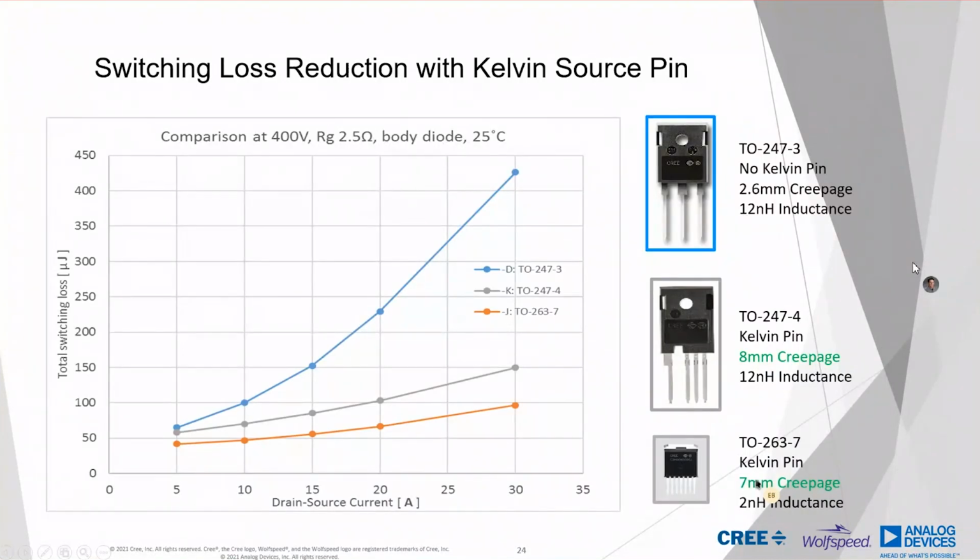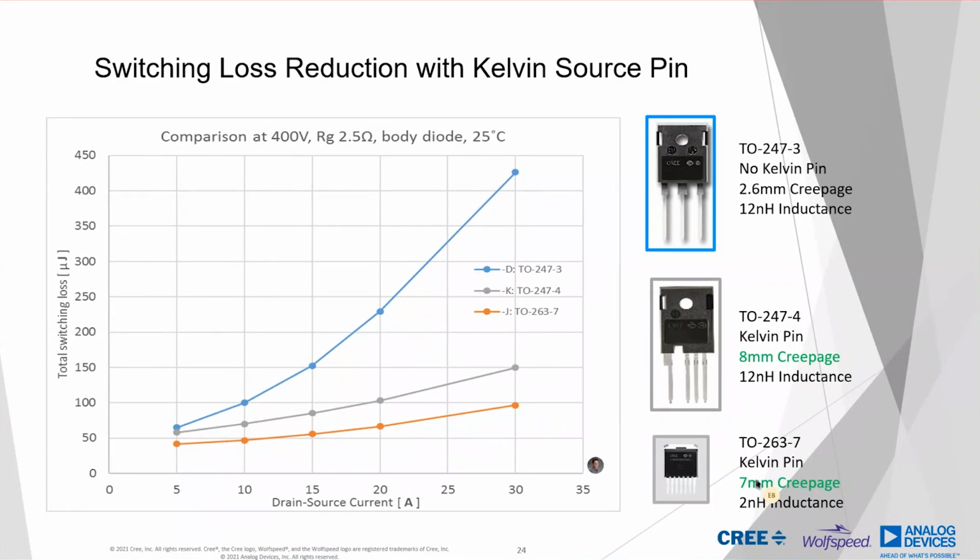So just to drive that point home here, if we compare 3 different packages under the same set of conditions, same gate driver, same board parasitics and things like that. If you look at the high current point here with the 3-pin device, and then drop down to the 4-pin with the Kelvin source connection, there's a dramatic decrease in switching loss. And it's less than half of the switching loss of the 3-pin device because of that Kelvin source connection.